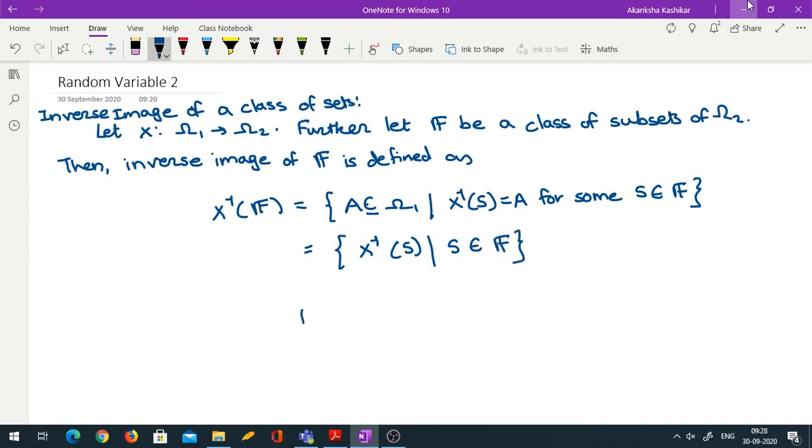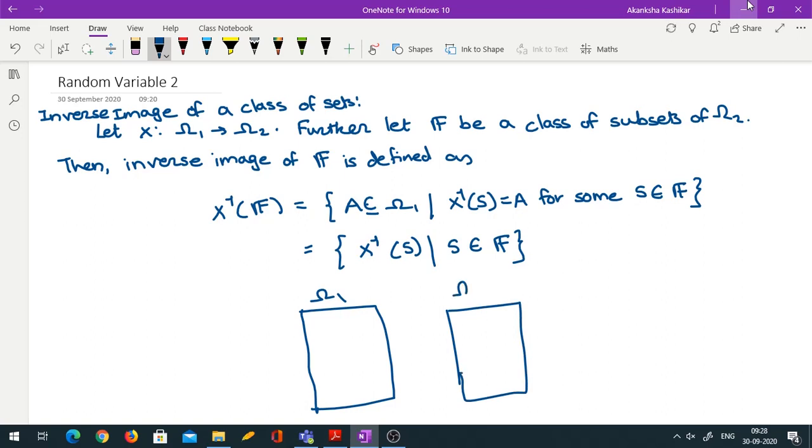So let me draw a diagram about what we are doing. So this is, suppose, my omega 1. This is my omega 2. My X is defined from omega 1 to omega 2. Now I have a collection of subsets of omega 2. Okay. So suppose this is some subset of omega 2, this is another subset of omega 2, this is another subset of omega 2, and the collection of all these subsets I am calling F. Okay, so F is a collection of subsets of omega 2. F is not a collection of individual elements from omega 2.